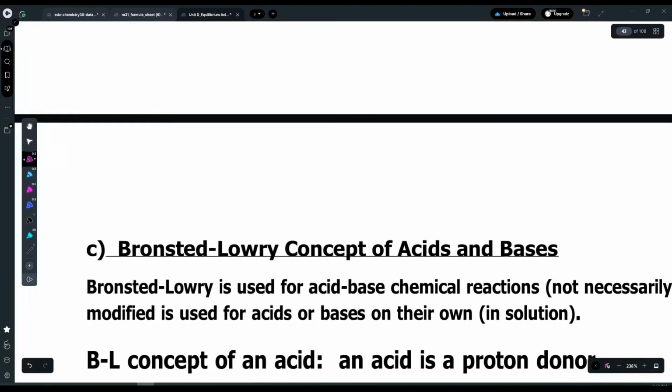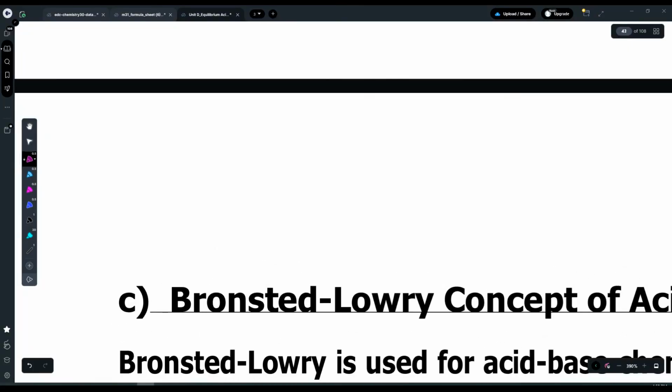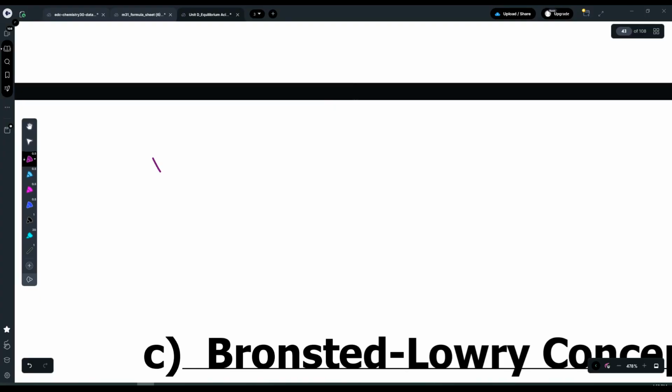Okay, but for Bronsted-Lowry, you'll often see the acid or base reacting. So for an acid, you will see it reacting with a base. What I mean by that is something with an acidic pH, so below 7, reacting with something with a basic pH. So that means it's reacting with something that has a pH higher than 7. So that's how you can distinguish Bronsted-Lowry acid-base reactions from modified Arrhenius reactions.